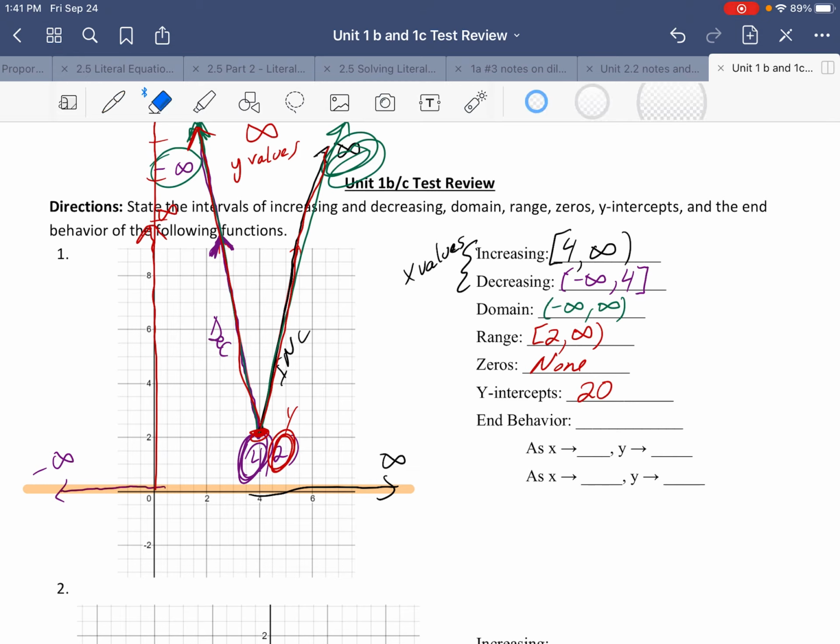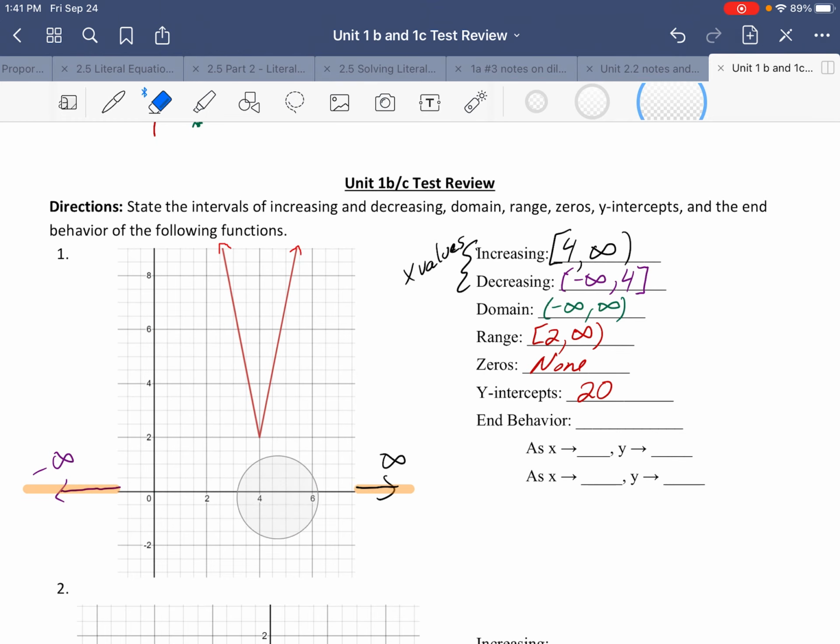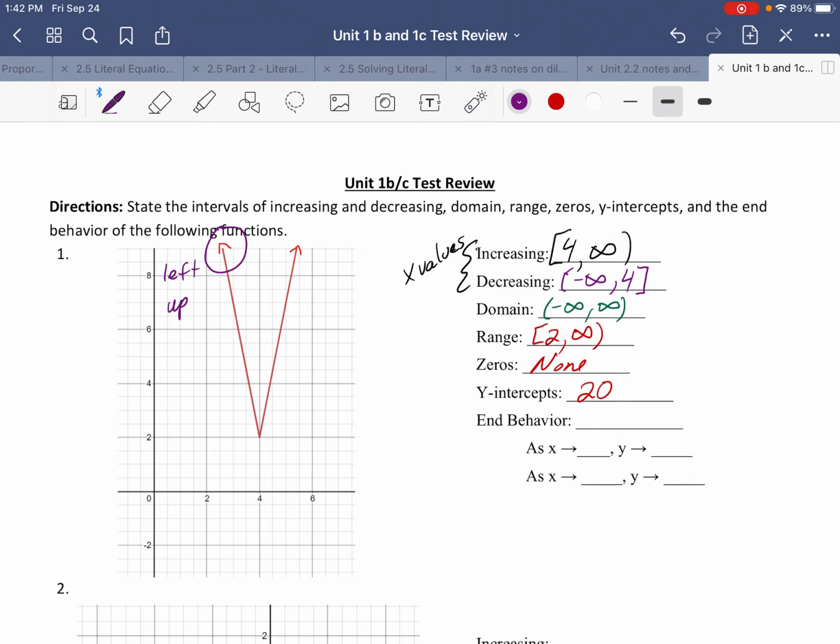Now end behavior. End behavior is talking about the ends of the graph. So let's look at left end, the leftmost arrow. The two directions that arrow is going: left and up. How far left will it go? It'll continue left forever. Left forever on the x-axis is negative infinity. How far up will it go? Well, it'll keep going up forever. Up forever on the y-axis is positive infinity. Left is your x values. X values are going to negative infinity. Up is your y values going to positive infinity. So x is going to negative infinity. The y values are going to positive infinity.